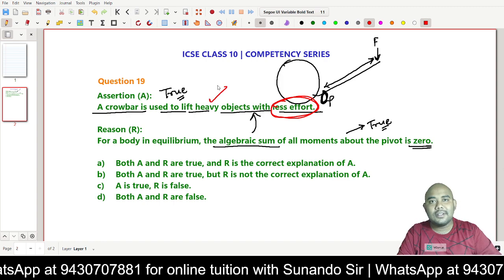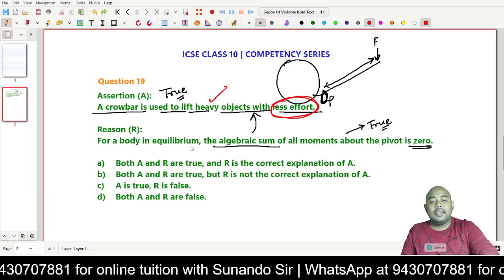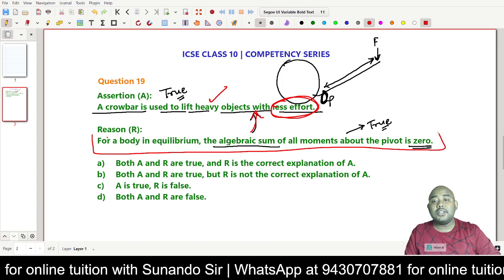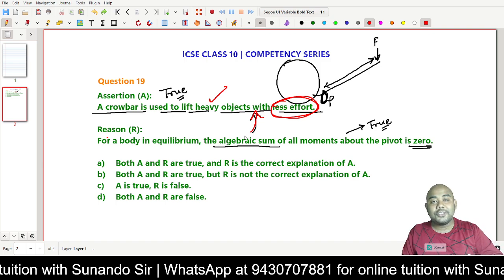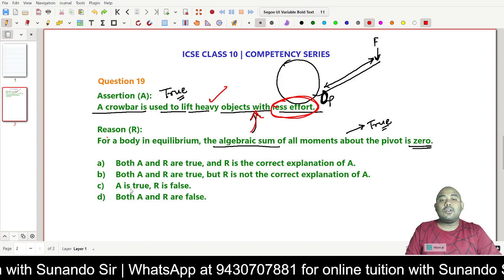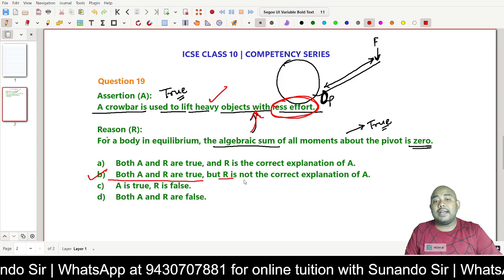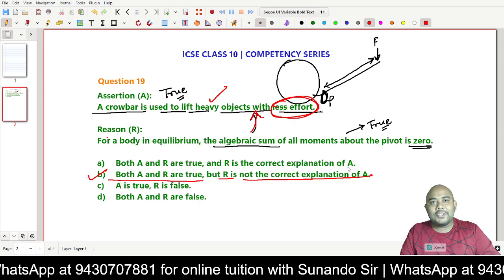This is the reason. So the reason given over here has no connection with the assertion. Although the statement mentioned here as a reason is correct, it is not the correct explanation of the assertion. I hope you are getting it. So what option is the correct option? Both A and R are true, but R is not the correct explanation of assertion. I hope you have understood this question.